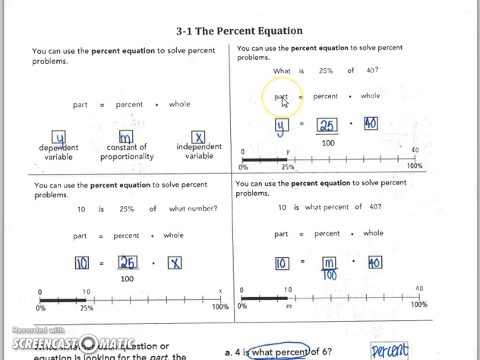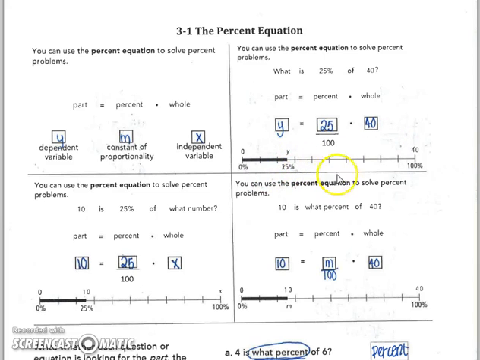So since I'm trying to find the part, I'm going to use a variable for the part. So where I have part equals percent times whole, the part is y, the percent is 25%, and remember, like we talked about a couple days ago, percent means out of 100, so 25% is 25 out of 100. And then we multiply that by the whole amount, just like we see in our percent equation right here. So we set this up as y equals 25 over 100 times 40.